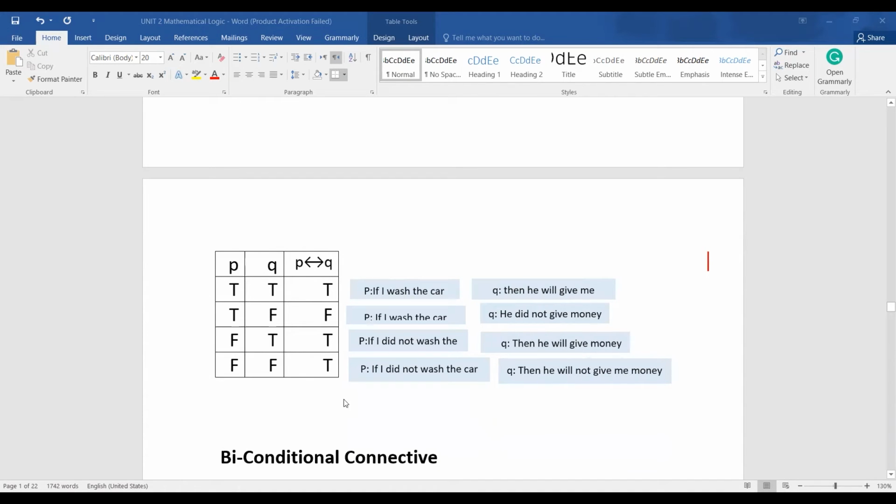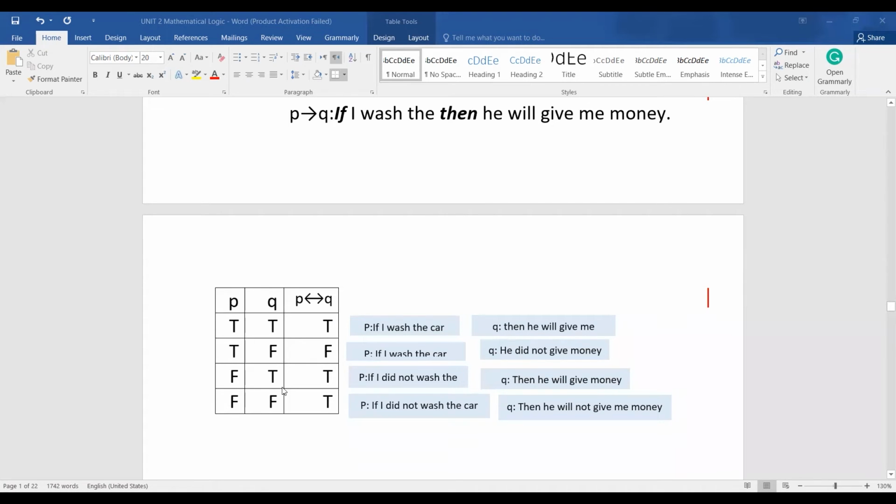We need to practice doing it, then only we can get it. The easiest way is to learn this table by heart, especially for the conditional connective, because it's confusing when it comes to the third line.